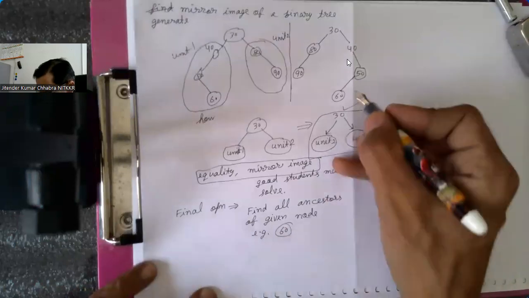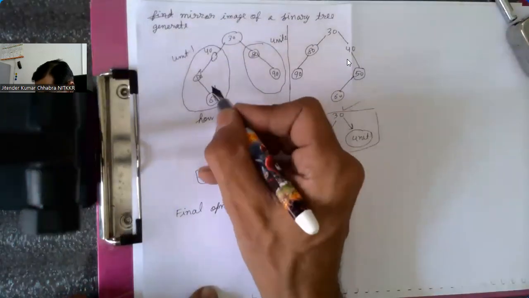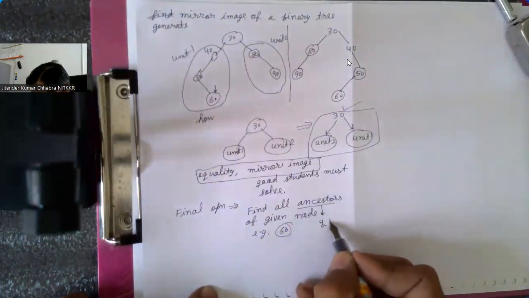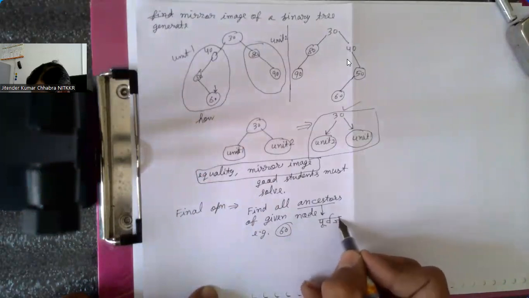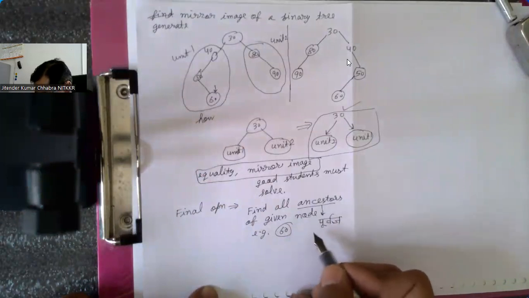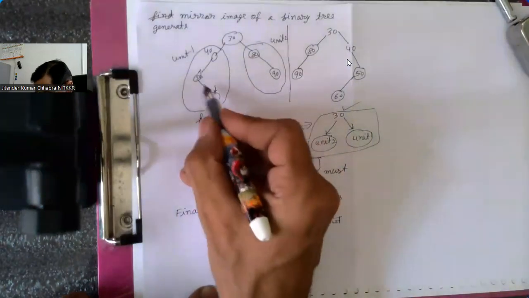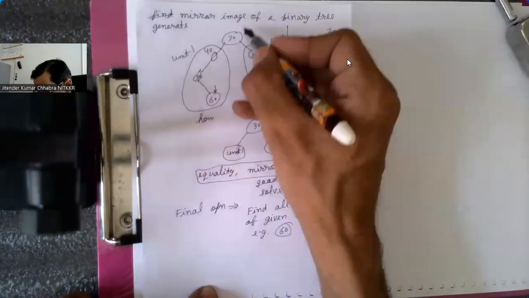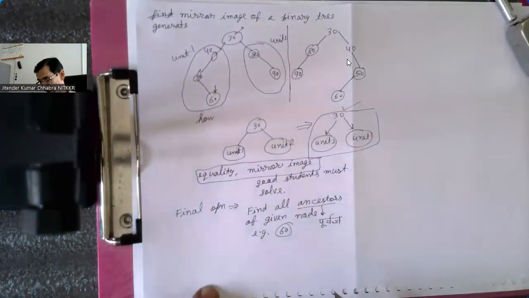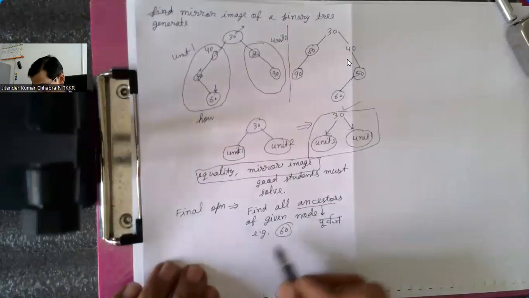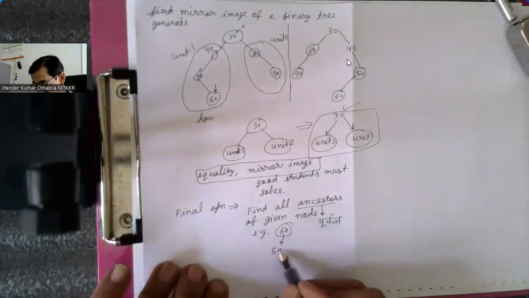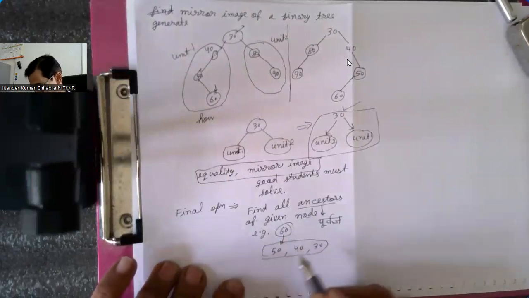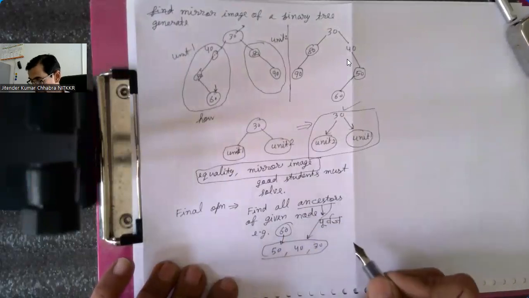Now, corresponding to 60, 60's ancestor means the Purvaj in Hindi. So for those who don't understand English or might not have heard of this word, it means the parents, grandparents. So 60's parent is 50, 50's parent is 40, 40's parent is 30, and 30 has no further ancestor. For 60, my ancestors should be listed in that order: 50, then 40, then 30. I want this output. These are my ancestors in this order.